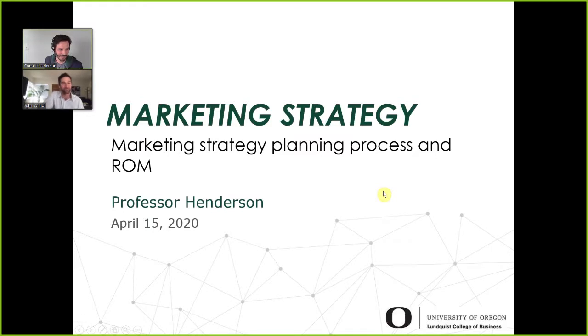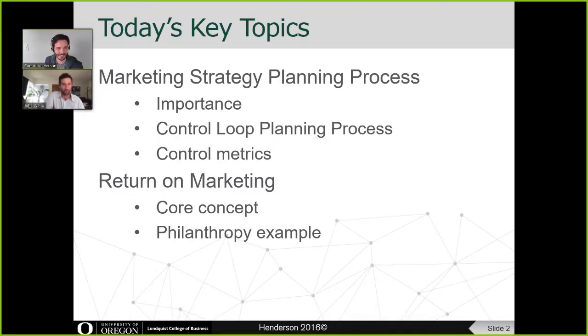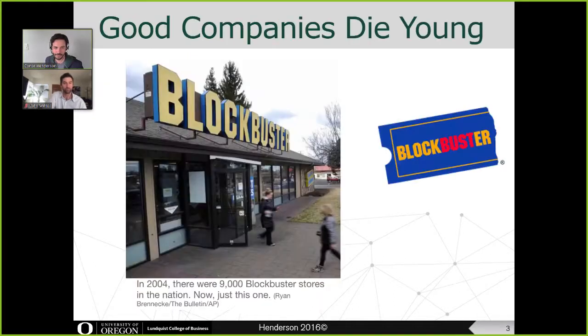All right, well, let's talk about the marketing strategy planning process. Please help ask questions and share insights. So today's key topics: why do we care about having a planning process in the first place? Establishing a control loop, what's that about? And different control metrics that we'll use. Then we'll transition to return on marketing.